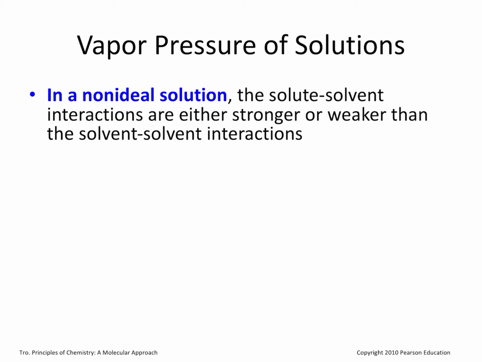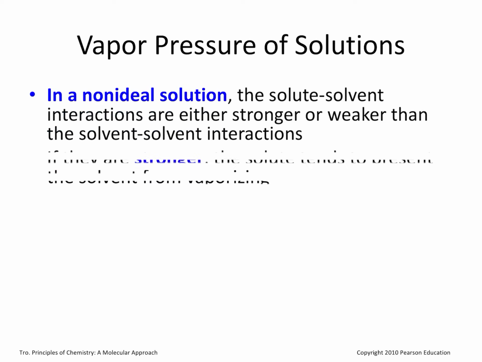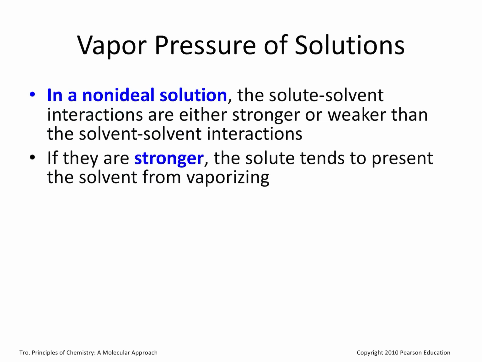Or vice versa. So in a non-ideal solution, the solute-solvent interactions are either stronger or weaker than the solvent-solvent interactions by themselves. Again, you want to make a solution, so you want solute and solvent to be favorable. And if those are not favorable compared to solvent and solvent, they're not going to mix ideally.